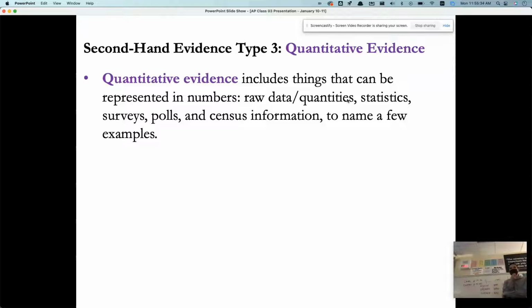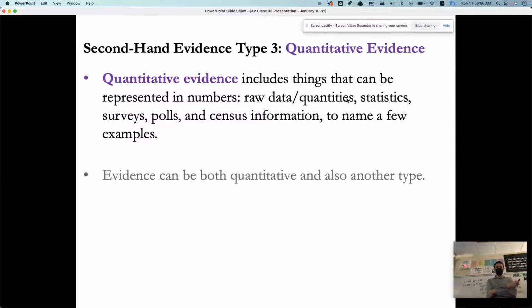If there's a number in a proper noun, like someone is talking about what happened at the restaurant called Five Guys Burgers or something, yes, there's a 5 in that name, but it doesn't mean the evidence is automatically quantitative. You have to think about it a little bit. Now, this is the sticky part. Evidence can be both quantitative and also another type.